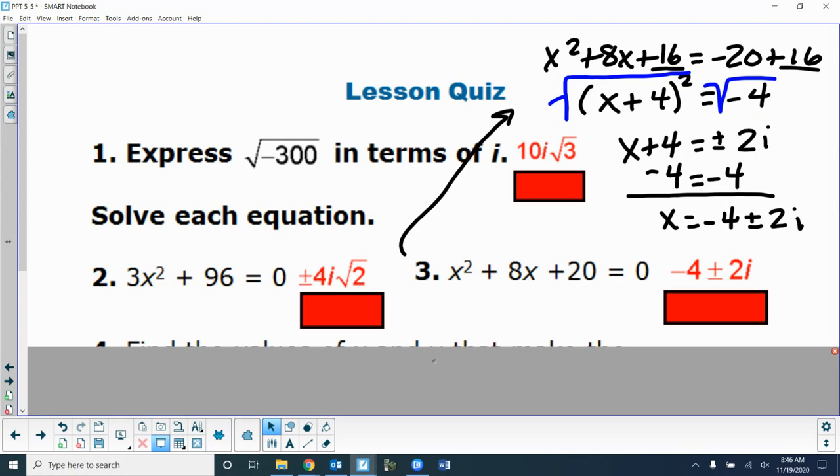Number 6, plus or minus 3i. Correct. Just take the square root of both sides, negative 9 is plus or minus 3i. And then number 8, we had to divide by 4 first. So we get x squared equals negative 4. So then you get the plus or minus 2i for number 8. Any questions on those first 4?